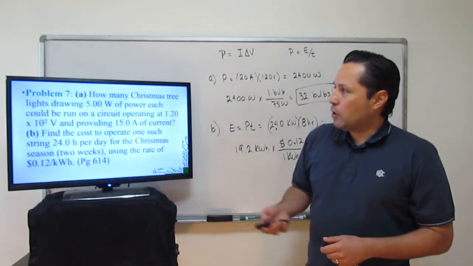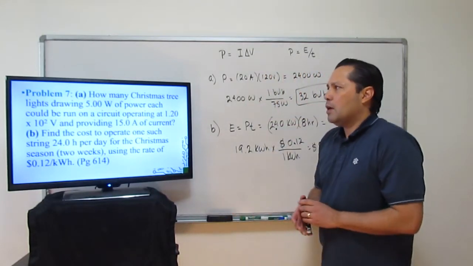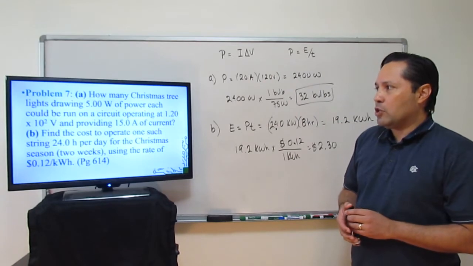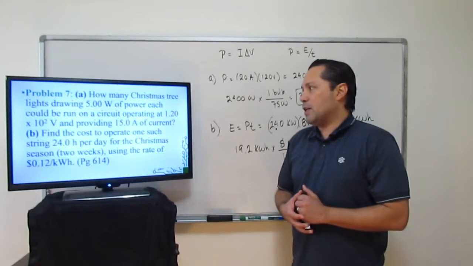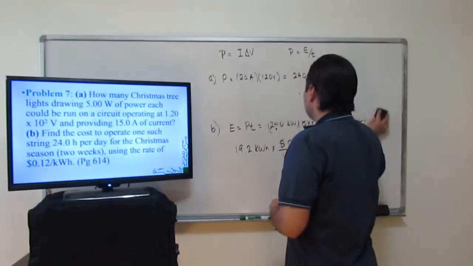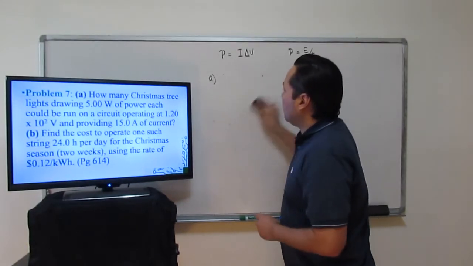All right, let's move on to problem number 7. In this one, they ask you, part A, how many Christmas tree lights drawing 5 watts of power each could be run on a circuit operating at 120 volts, providing 15 amps of current? We're going to figure out the number of bulbs, and after that, we'll do part B.